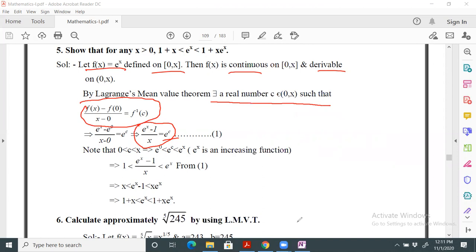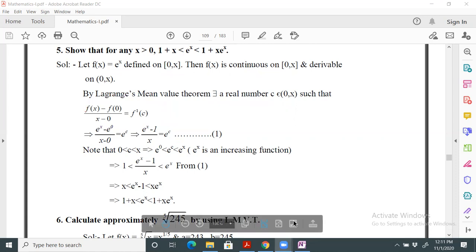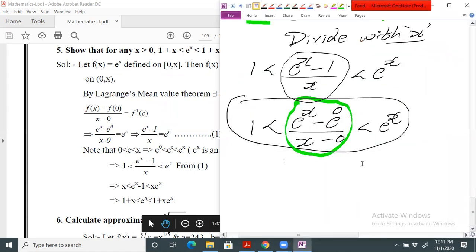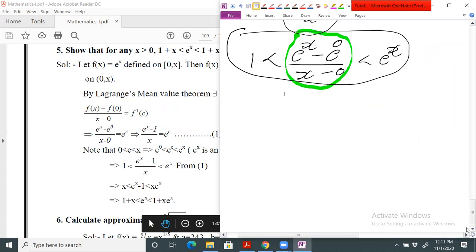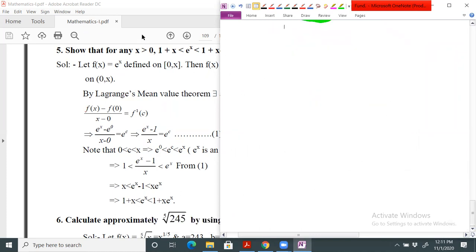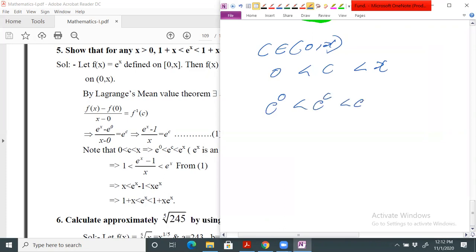For getting e power c, using our discussion, the middle term is e power c. So there exists at least one point c in the open interval a comma b. What is a comma b? Here c belongs to the open interval 0 comma x. That means 0 is less than c less than x. Now we have to get e power c. For that, apply exponential on all sides: e power 0 less than e power c less than e power x.